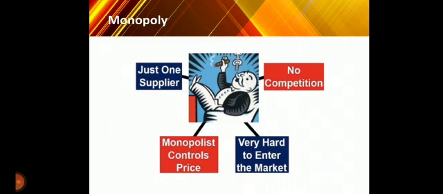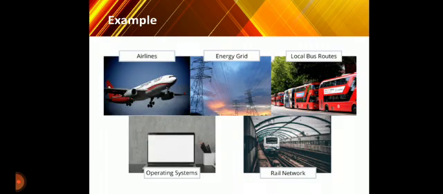Monopoly. What is a monopoly market? A true monopoly exists if one and only one firm produces and sells a particular commodity in the market. The single firm producing the product is itself both the firm and the industry. Examples: airlines, energy grid, local bus routes, operating systems, rail network. These are monopolies and nobody else can take them on, because these are run by the government and are big concerns. That is how the monopoly exists, where only one player can give the service to the population, and there is no competition as far as that is concerned.